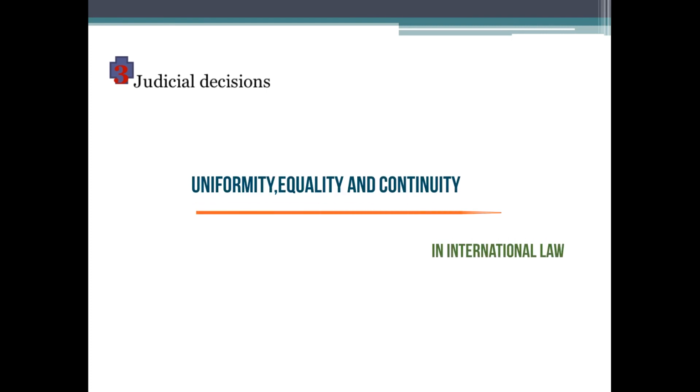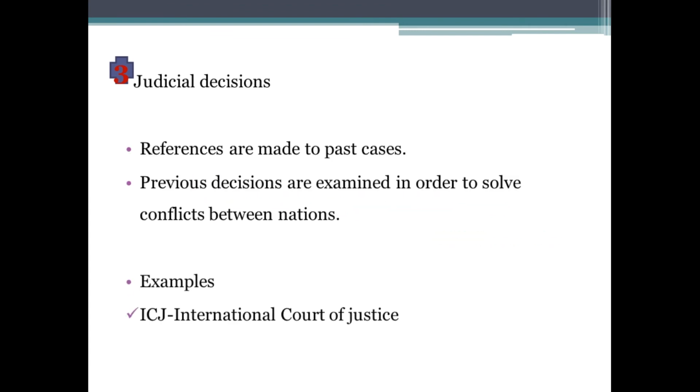The past International Court of Justice judgments and advisory opinions are referred to as a means of maintaining uniformity, equality, and continuity in international law. Our example, as I have been saying, is the International Court of Justice, which is used as a reference point. The past cases are used to determine and give opinions and advice in future cases.